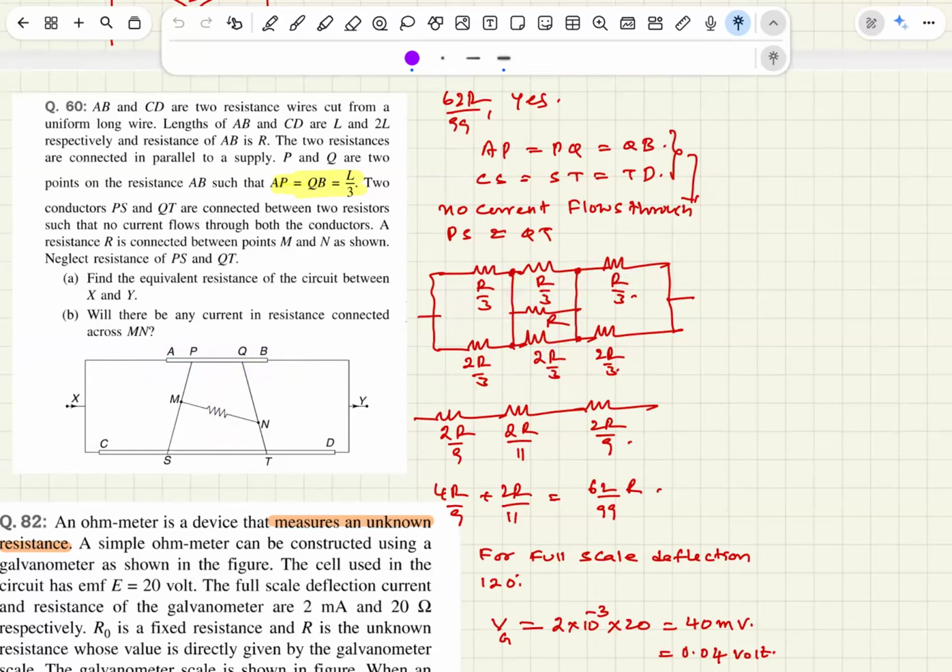But whatever current flows through these two, now some redistribution takes place. Again, they will reunite to give you back the same current, which means I1, I2. Finally, you will get I1 and I2 only. Some redistribution happens here. Any doubts? That's all. R by 3, 2R by 3. Parallel combination: 2R by 9. That side also 2R by 9.